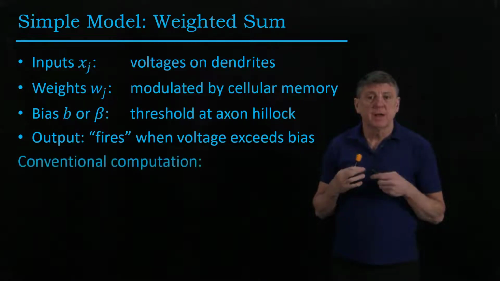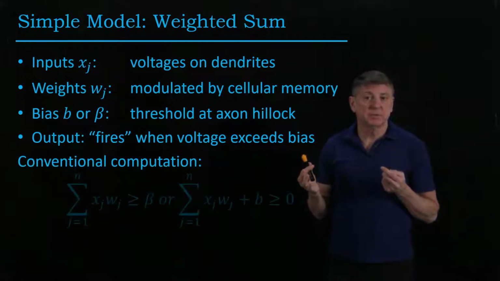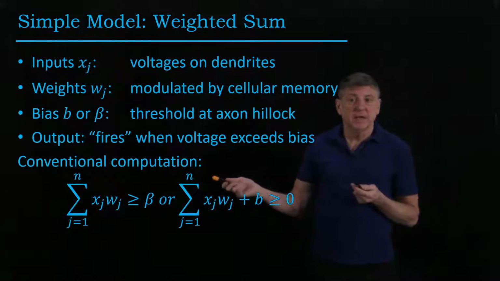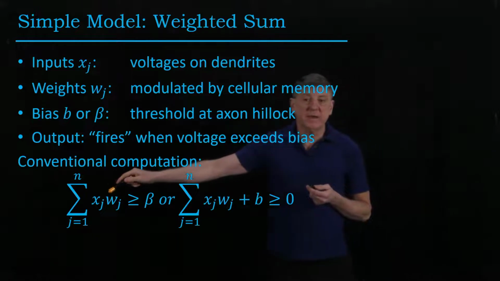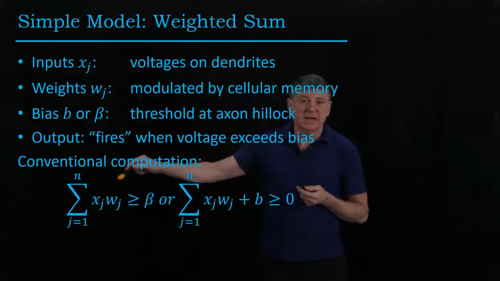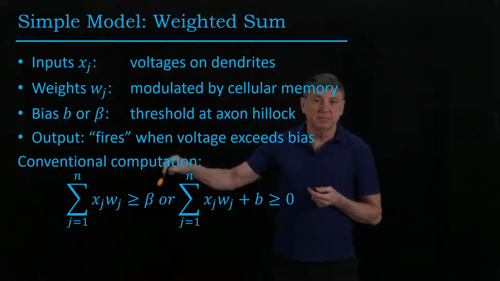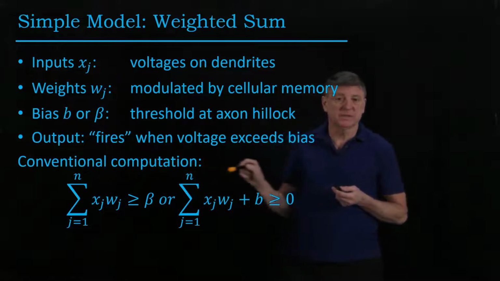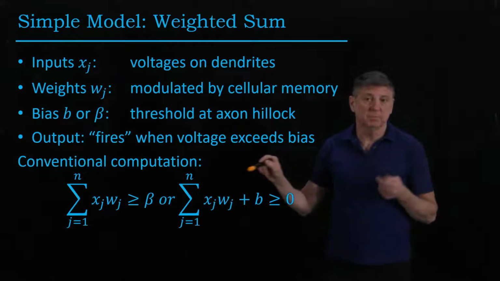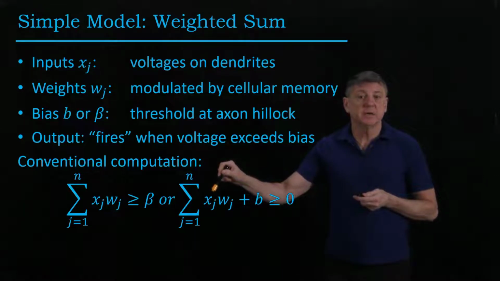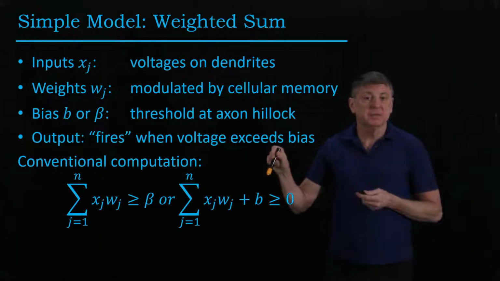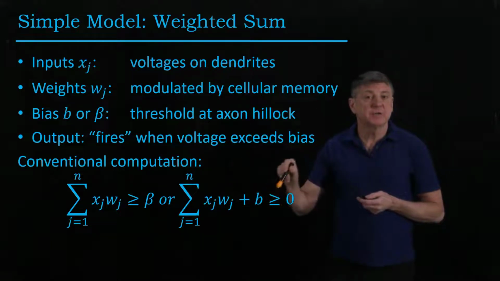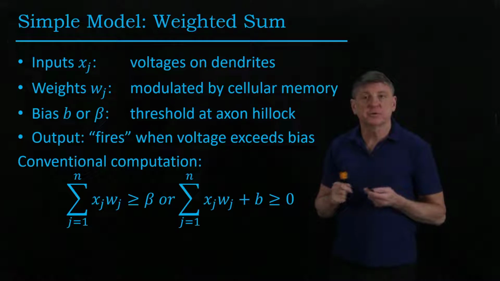bias value. We can implement this in a simple computation by saying, and here it depends on which one we use, we can either say that the weighted sum of the inputs exceeds the bias beta, or we can take beta over onto this other side, in which case we call it B, and we can say that the weighted sum of the inputs plus a bias scalar has to be greater than or equal to 0. This is the equation that we usually see in artificial neural networks.